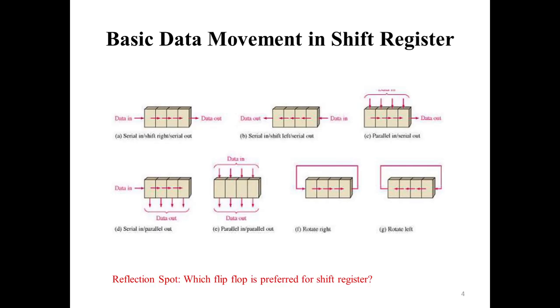Before going ahead, let's see the movement of data in a shift register. This is your serial in serial out in a right manner. This is serial in serial out in a left manner. This is the parallel in and serial out. This is the serial in but parallel out. Now next one is your parallel in and parallel out. Also, whatever data is stored in a register you can rotate to the right. Also you can rotate to the left.